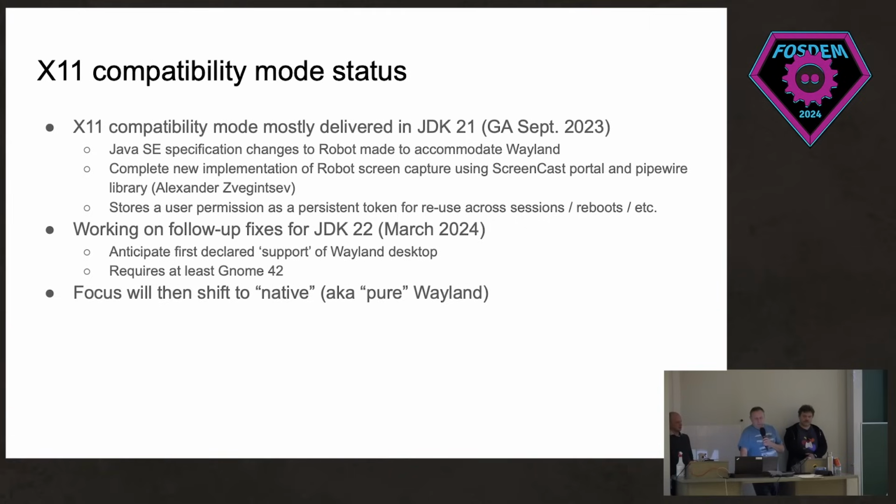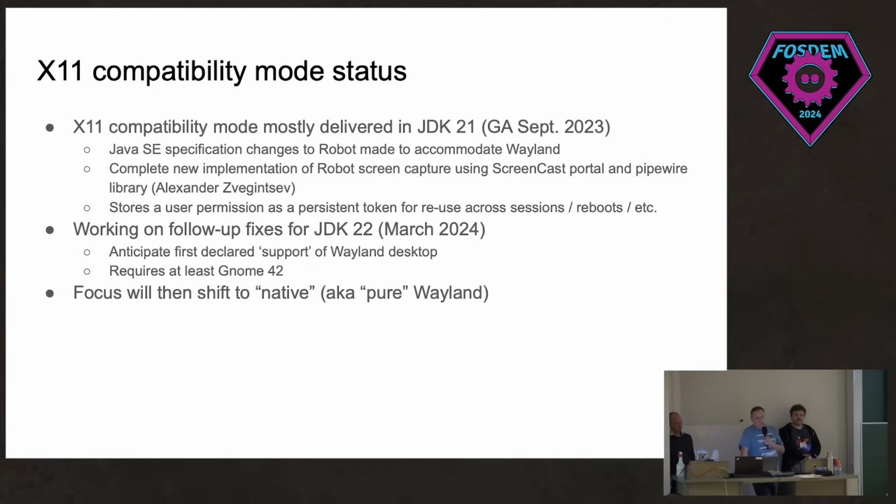So where are we now? JDK 21 pretty much did all of the work. We got the spec changes in that we needed. And there is a complete new implementation of the robot screen capture that was done entirely by Alexander Zagintsev. It's using the screencast portal and PipeWire. The first time somebody tries to do a screen capture, there's a manual process saying, yes, that's fine, and then after that it's okay forever in theory.